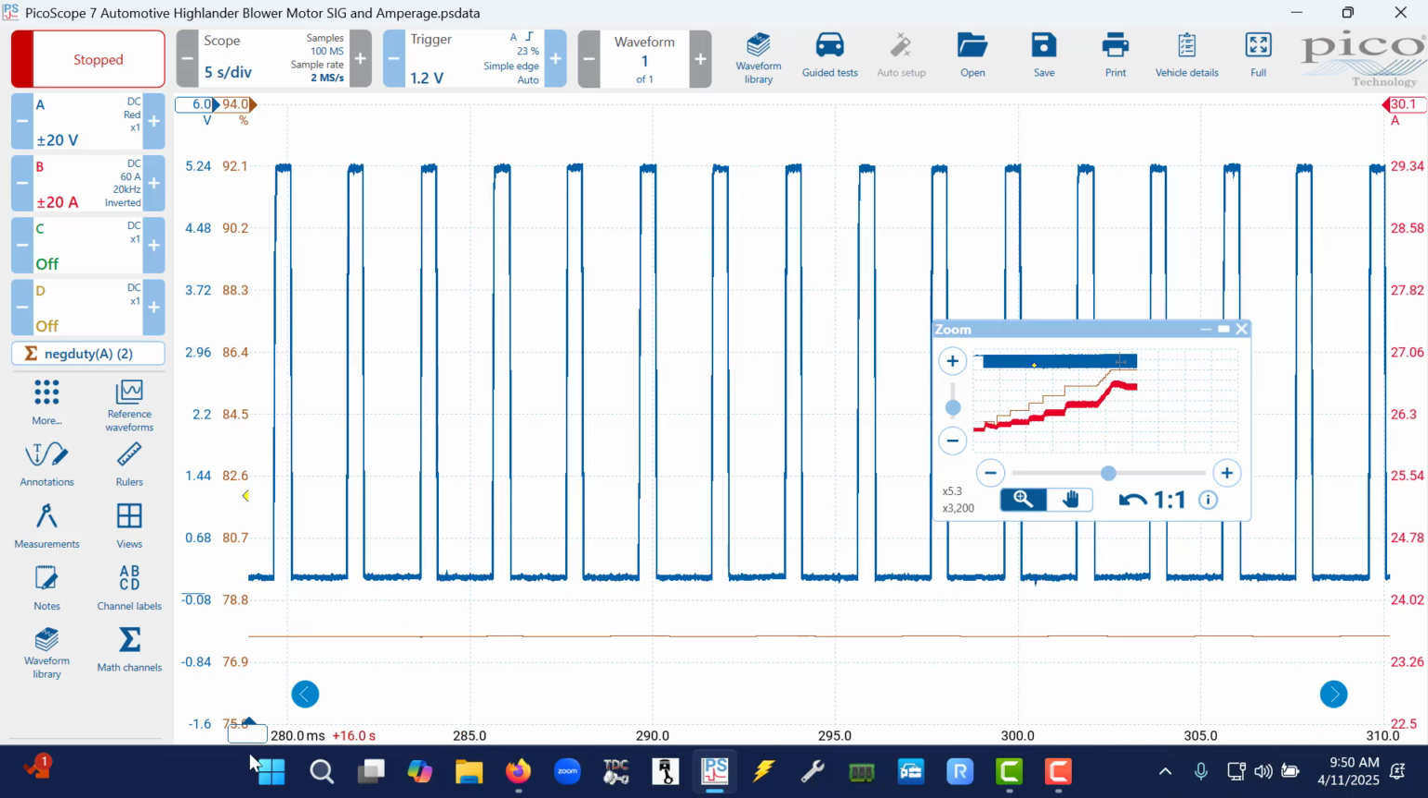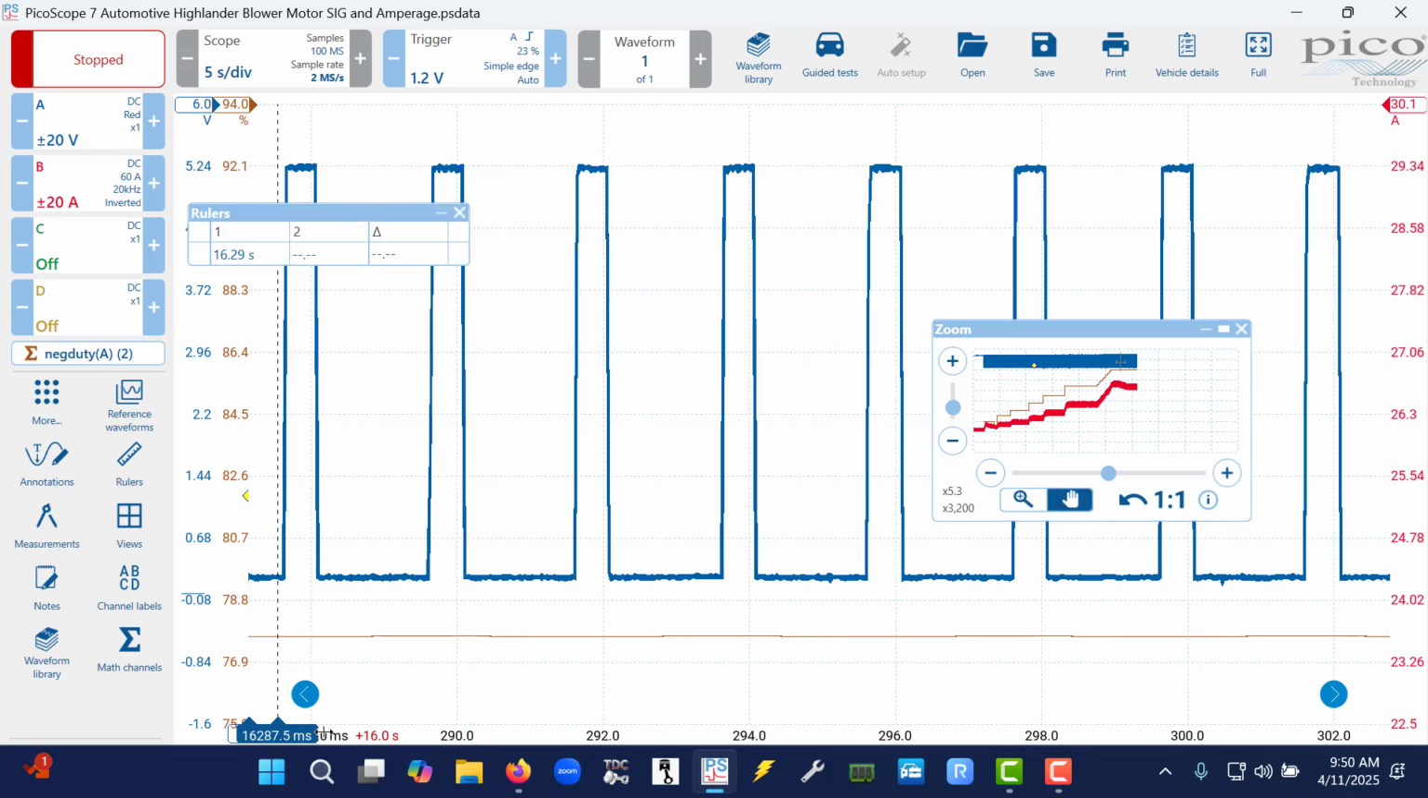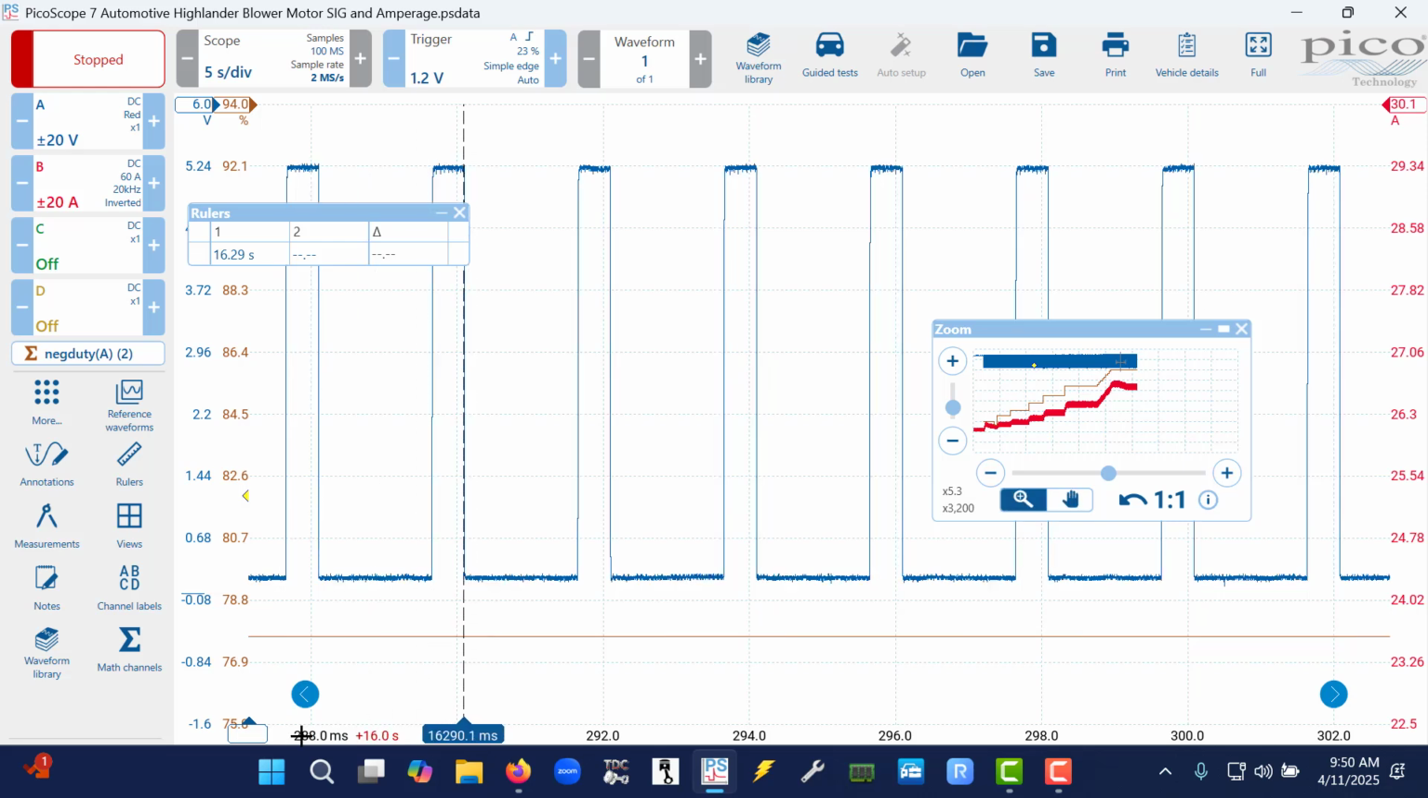Okay, so this is what I want to look at. How long at a high speed are we being pulled to ground on the SI circuit? So here we're being pulled to ground across this time frame. The difference between point A and point B is around 1.5 milliseconds. So 1.5 thousandths of a second roughly.